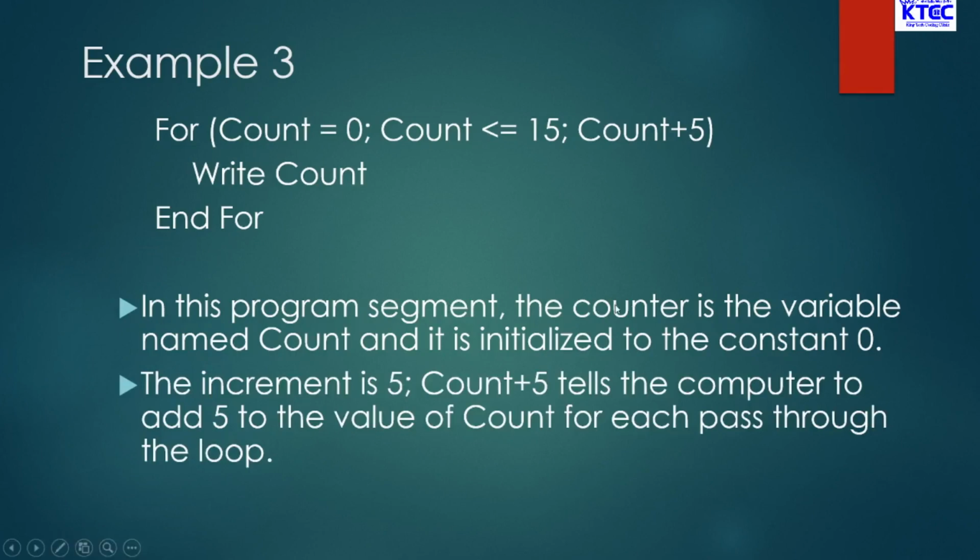So in this program segment, the counter is a variable named count, and it's initialized to be what? Constant 0. The increment is 5. So here, this means what? Increase by 5. The counter plus 5 tells the computer to what? Add 5 to the value of the count. So in each iteration, you add 5 to it until it gets to what? Less than or equal to 15. So it will display 0, 5, 10, 15, and then it jumps out of the loop and ends the program.